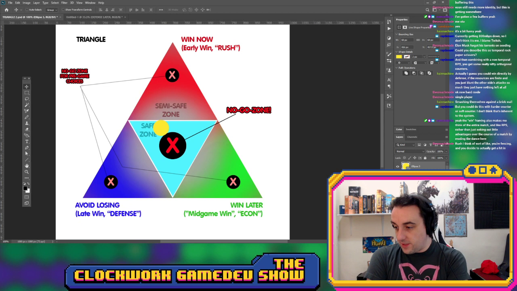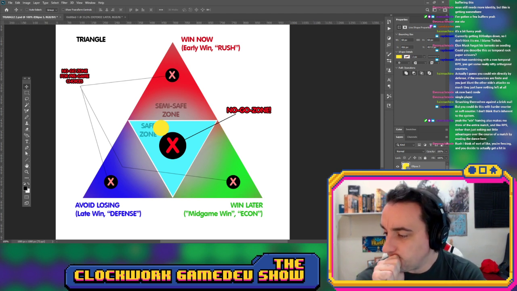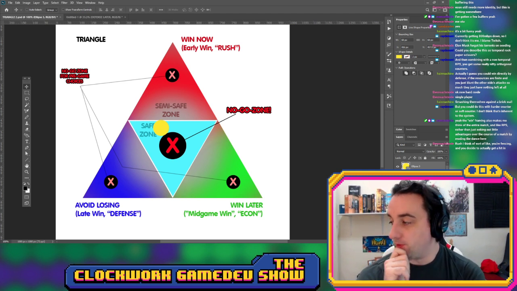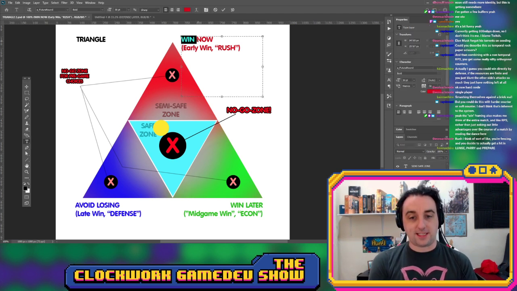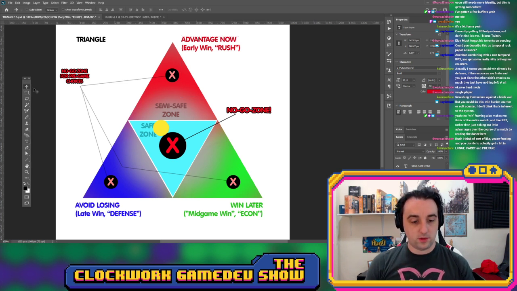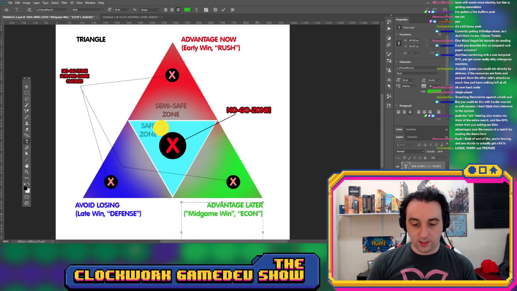The win framing also makes me think of the entire match and RPS, rather than eking out little advantages over the course of the match by reading the dance here. Right. Yeah, the win framing, I agree. Well, let's say this then. Advantage now. Advantage later. And this could just be like, deny advantage. How's that? Even better?